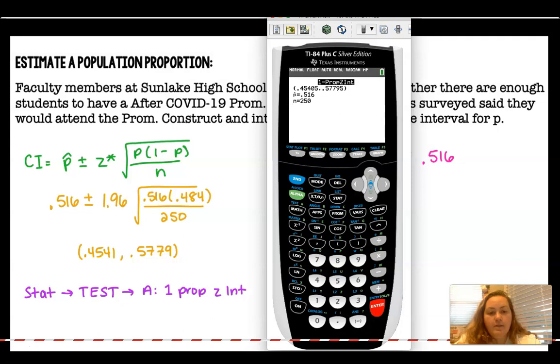Sometimes when you do it by hand and when you do it in the calculator, you'll get slightly different values just because of rounding and things like that.